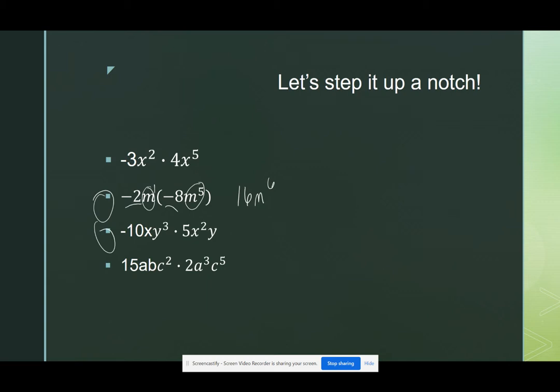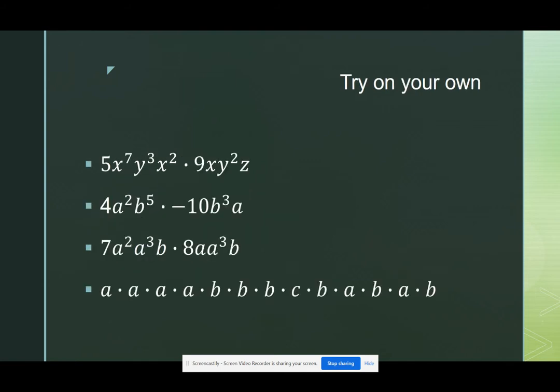For this problem, we do the same thing. We have negative 10 and 5, which becomes negative 50. X and x squared is x to the third. We added the exponents, and y to the third, and y is y to the fourth. So all we're doing is taking the coefficients, multiplying them together, taking the like bases, and adding their exponents.